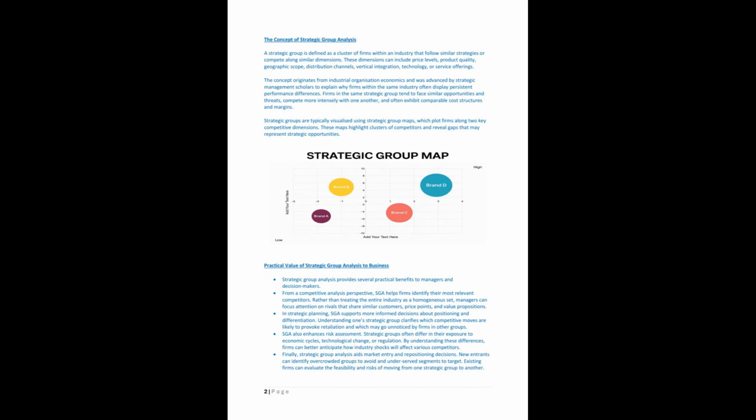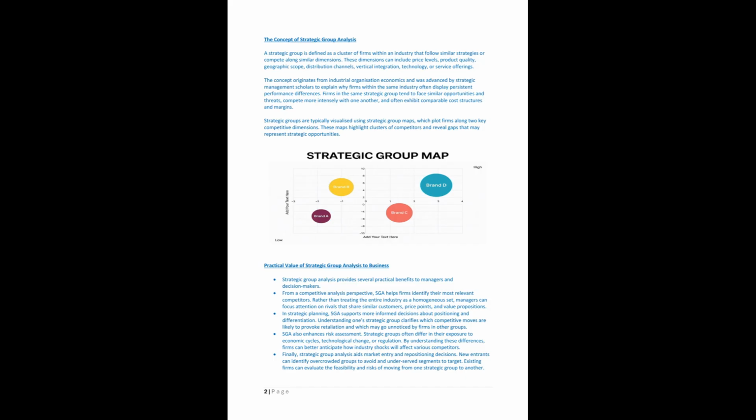A strategic group consists of firms within the same industry that use similar strategies or compete on similar factors like price, product quality, geographic reach, or technology. This idea helps explain why companies within the same industry often perform very differently. Firms in a strategic group tend to face comparable opportunities and threats, compete more directly with each other, and have similar cost structures. We often use strategic group maps to visualize this by plotting companies along two important dimensions, which highlights clusters of competitors and uncovers potential market gaps.